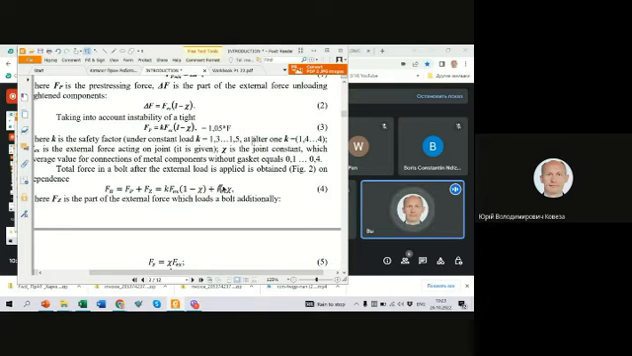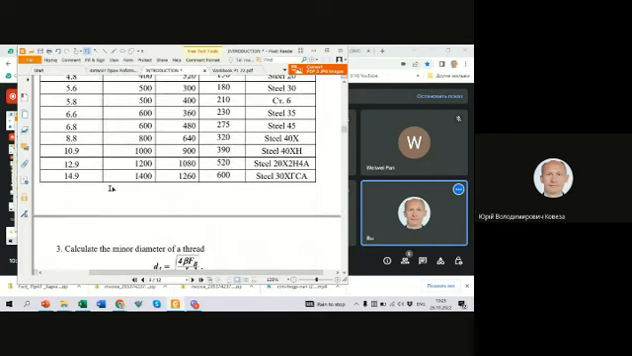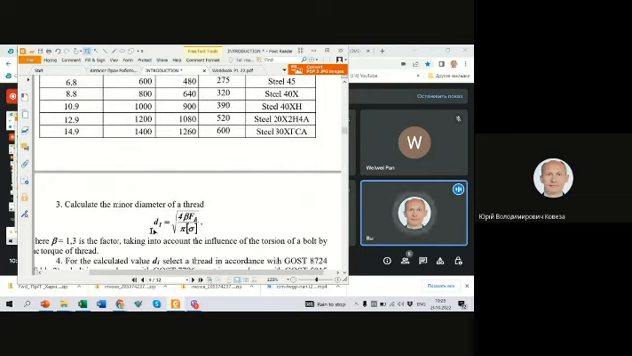Bolt works under tension as usual, and we should use strength condition on tension, and from this strength condition we can find d1. D1 is the inner diameter of the thread. What we need to know? Fb we know.